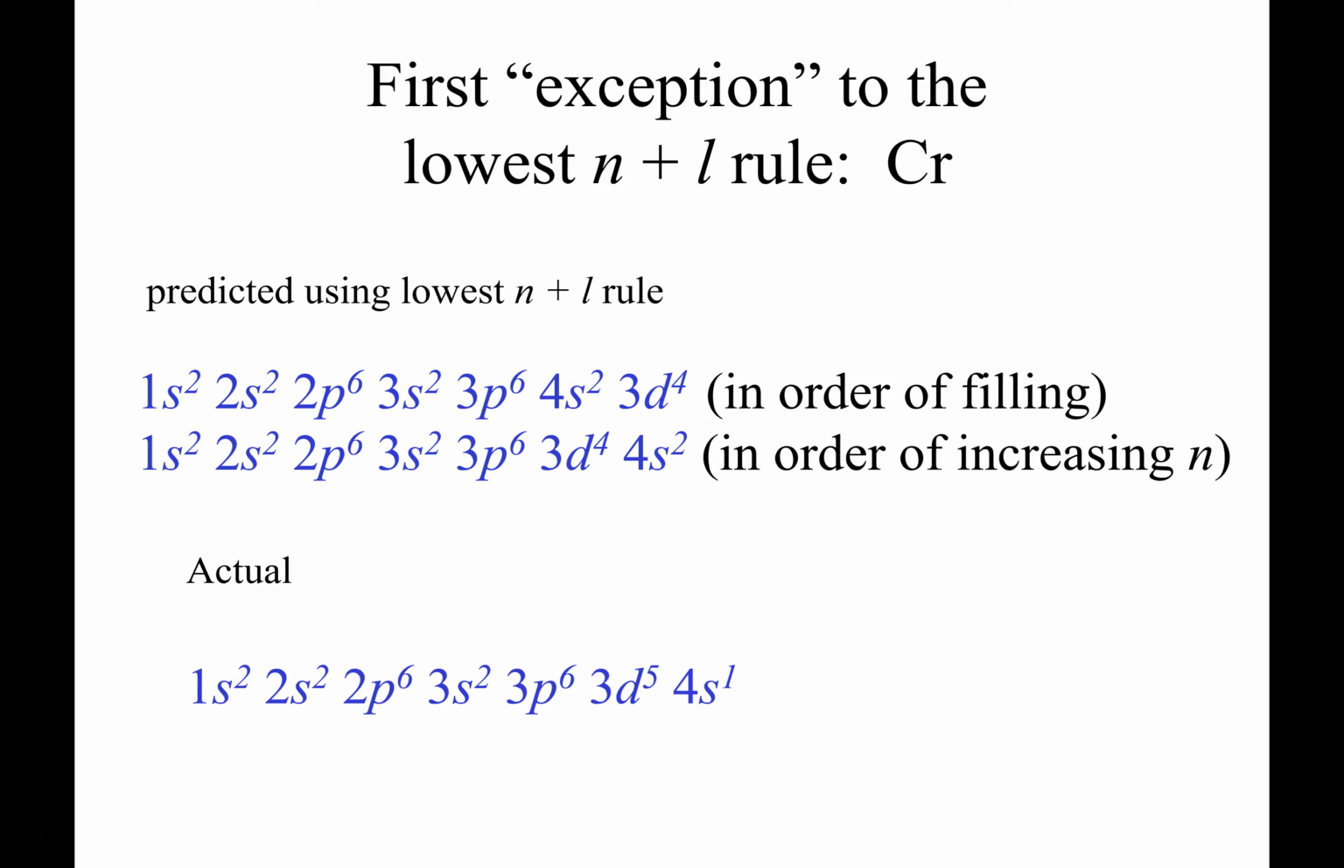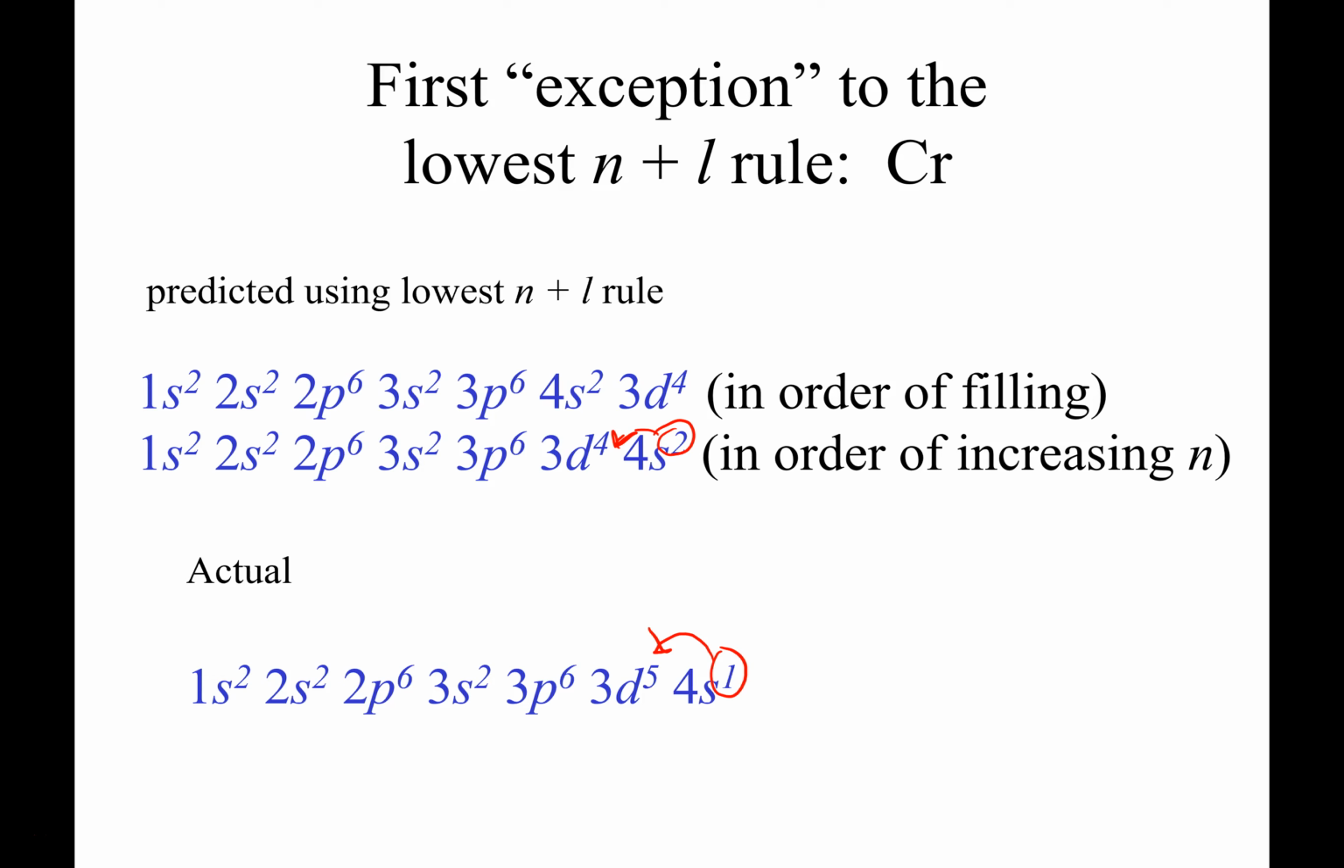But I'm here to tell you that this is actually what those 24 chromium electrons do. If we look at what moved where, you're going to see that one of these guys moved here. Instead of having 2, we have 1, and here, instead of having 4, we have 5. My next slide tells you why this actually happens. It's preferred for chromium. It's a lower energy.